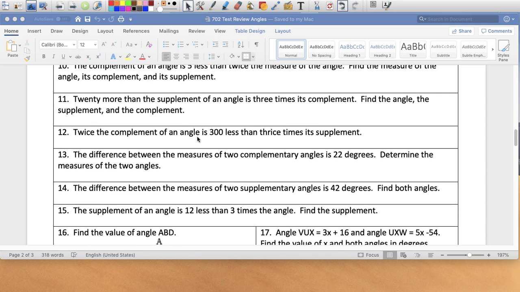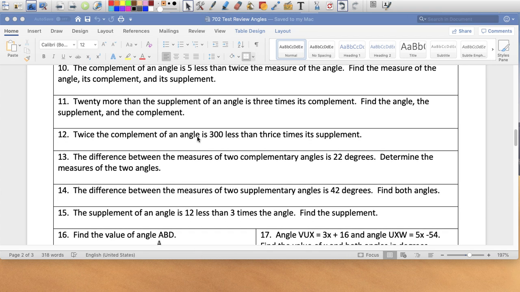The difference between two supplementary angles is 42. Find both angles. So this one is the same thing. So here's one angle, x. Here its supplement is 180 minus x. Let's put it in parentheses. So now set up the equation: x minus (180 minus x), and the difference between these two angles is 42.